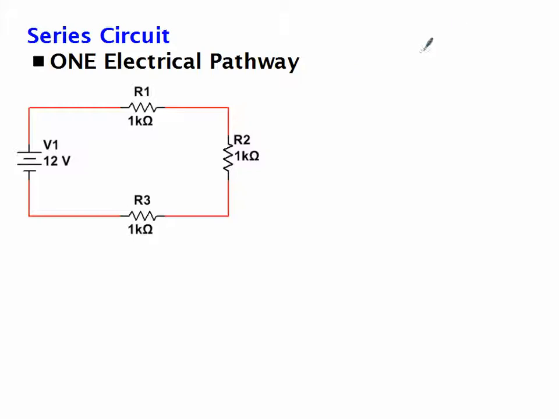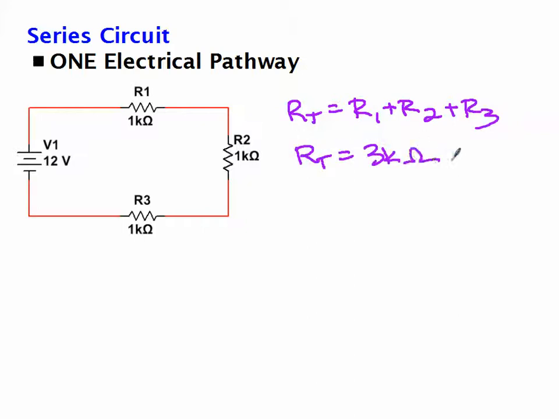So you'll recall from our discussion of how to calculate total resistance that we just take the sum of each resistor, and since they're all equal, that's an easy one. RT equals 3 kiloohms or 3,000 ohms.